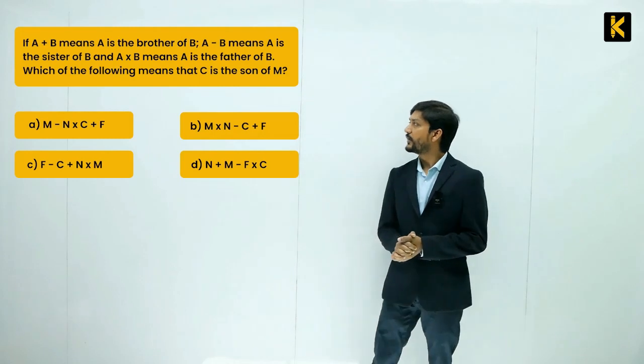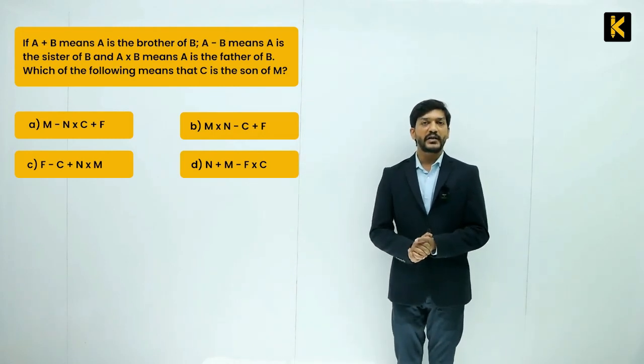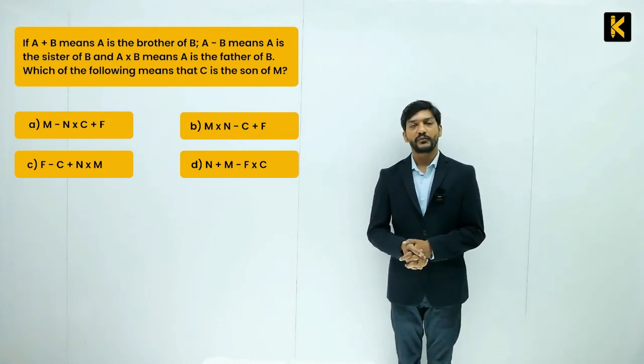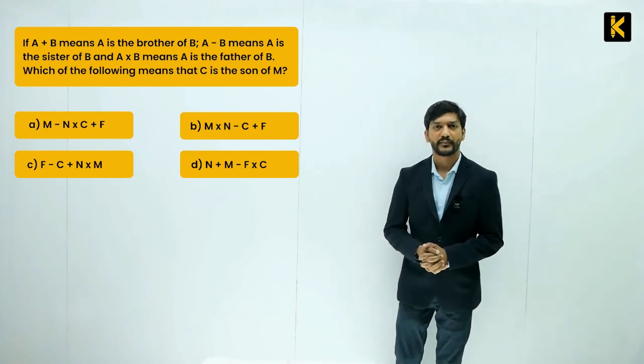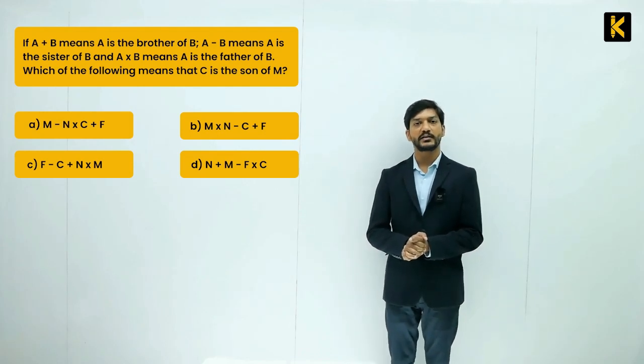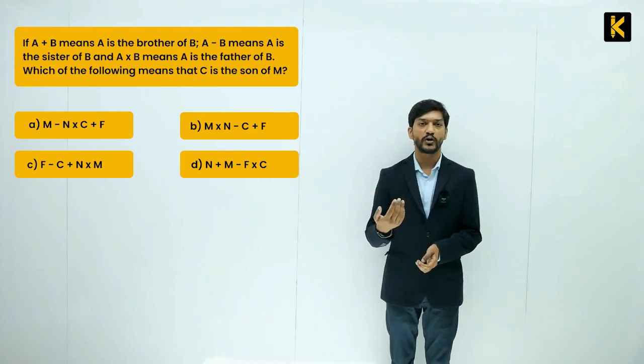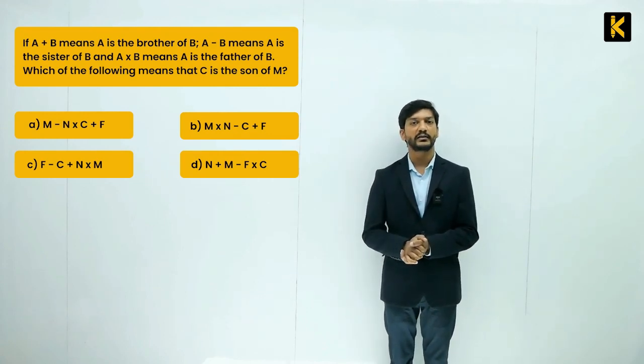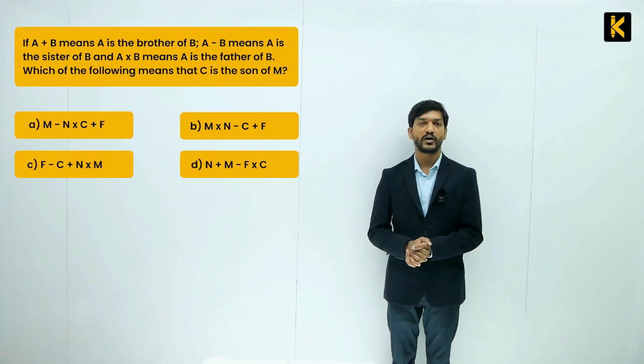All right, students. So please look at the next question. This is an entirely different type of question. So the question is, A plus B means A is the brother of B. Okay. Then A minus B means A is the sister of B. And then A cross B means A is the father of B. So which of the following means that C is the son of M?